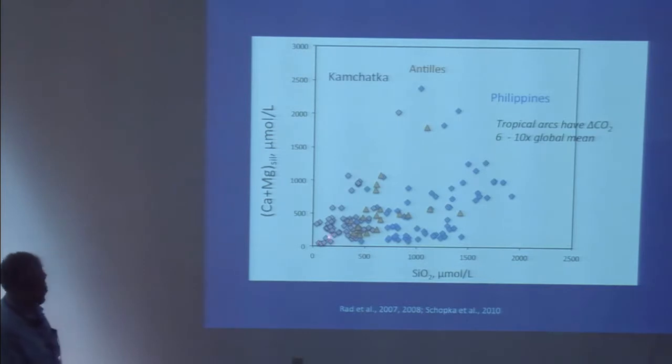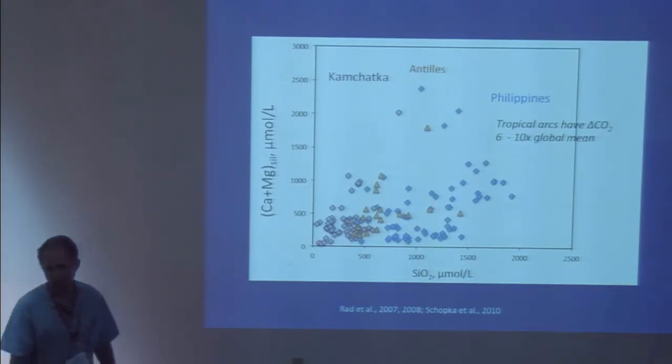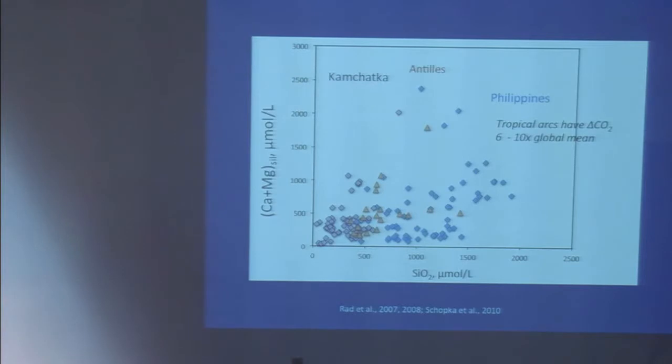And so you can see that weathering rates in Kamchatka look a little bit slower than they do in the warm region. So that's a little comforting. Maybe we're going to see some climate feedback.